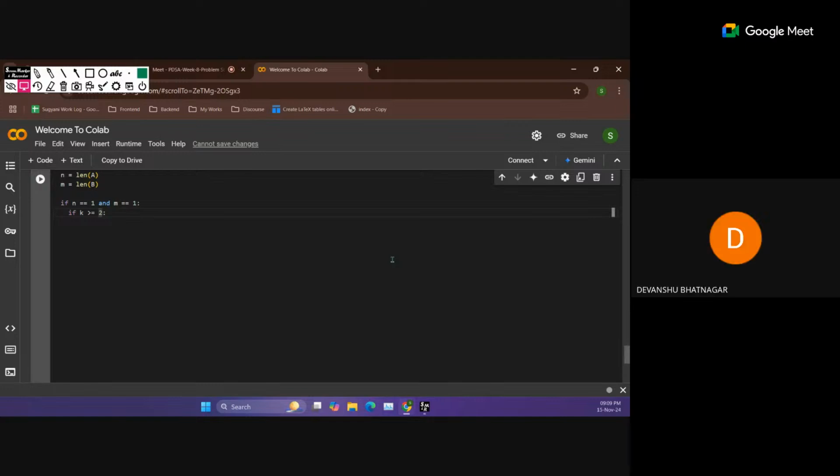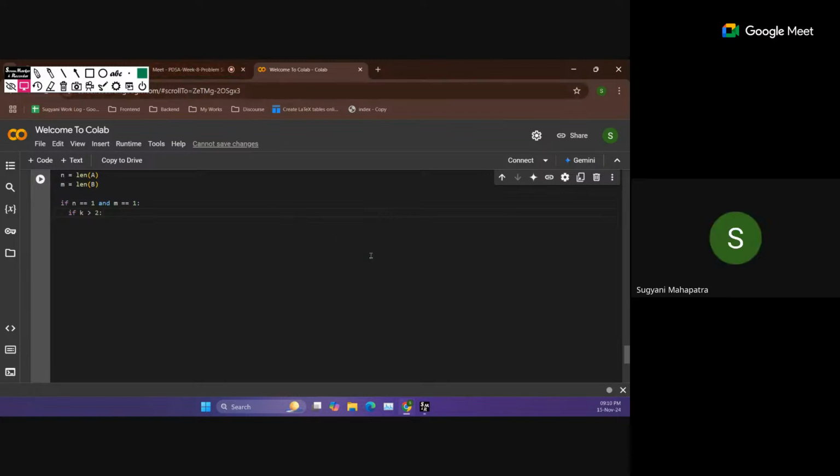So it should be greater than 2, right? But we have only two elements overall. If we merge those A and B, since they both have length 1, we have two elements, right? If k is equal to 2, then I can return the second element. We have to return the element at that index, right? So we have only the zeroth and first index.